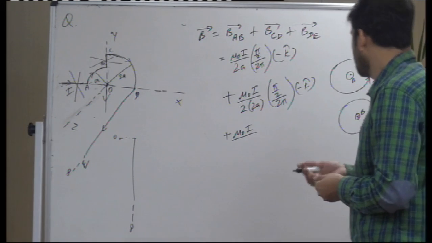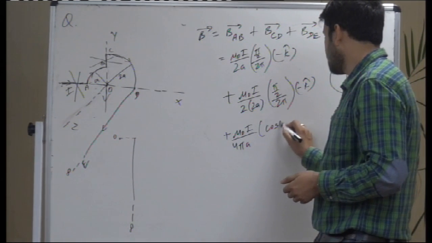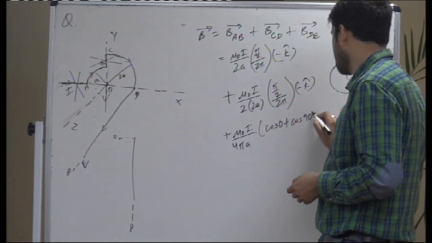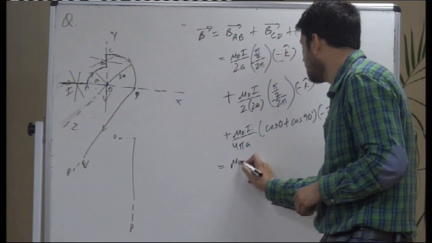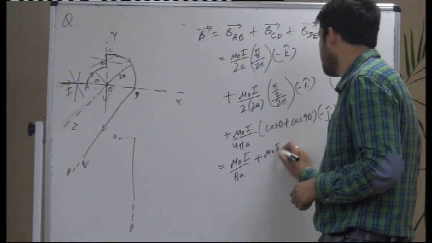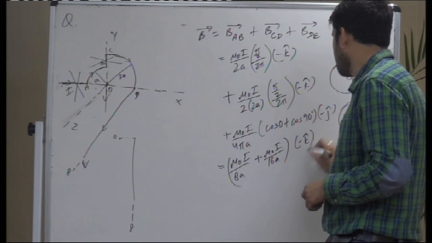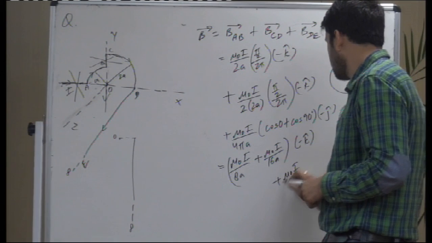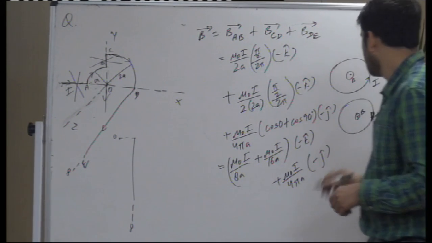Is it okay? So mu naught I upon 4 pi A, cos 0 plus cos 90, into minus j cap. So you can find the values: mu naught I upon 8A plus mu naught I upon 16A, whole thing with a minus k cap, plus mu naught I upon 4 pi A, whole thing with a minus j cap. Okay.